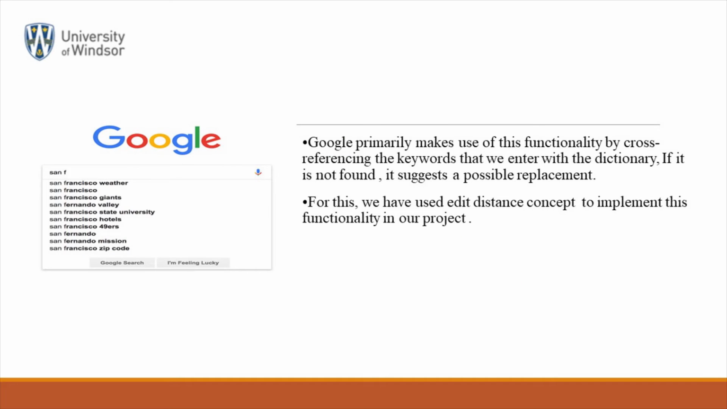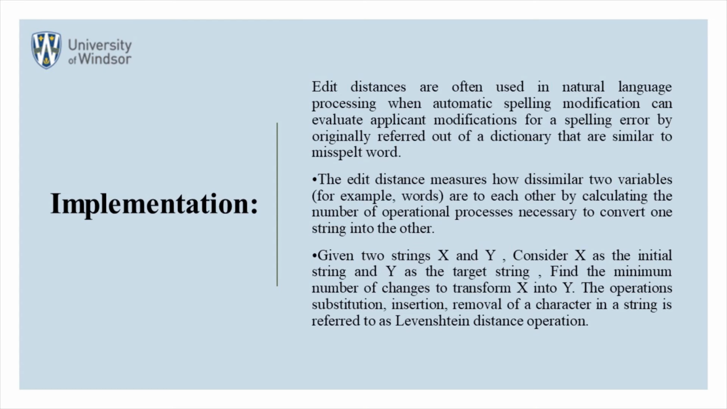Google primarily makes use of this functionality by cross-referencing the keywords that we enter with the dictionary. If it is not found, it suggests a possible replacement. For this, we have used the edit distance concept to implement this functionality in our project. And there is an example where Google uses this functionality beside. The implementation of this we have done using edit distances.